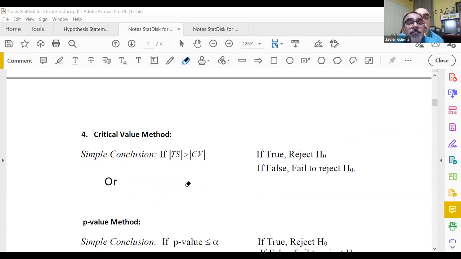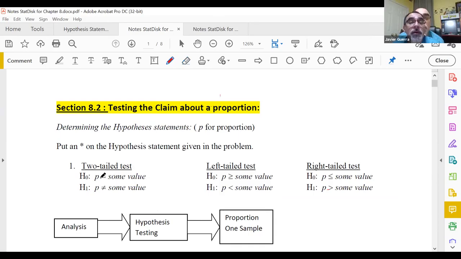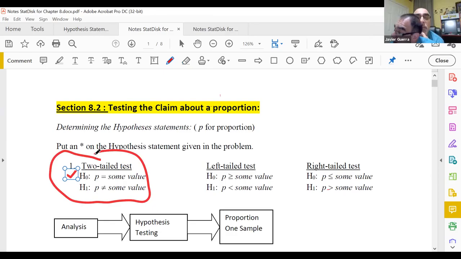Okay. Cool. Proportion. Equals. There it is. There's my equals. It belongs right there. I'm going to put a little check mark. So that's this one. It's going to be a two-tail test. Two-tail equals, and then the other one is going to be not equals, and I just need to put my number. I don't know what the number was, but anyways, I will find it.